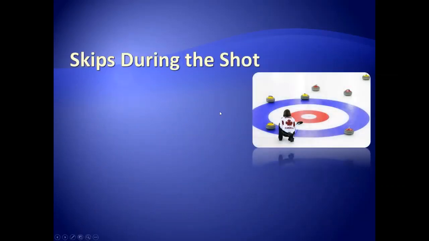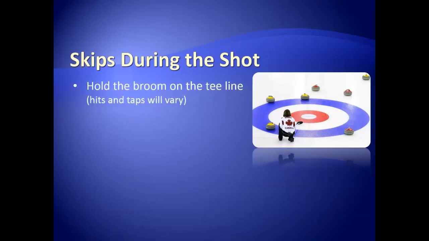Okay, now the skip during the shot. So obviously, before the person throws, you're going to hold the broom. I say on the tee line. Who can tell me why we hold the broom on the tee line?